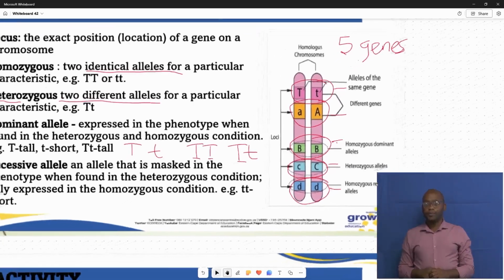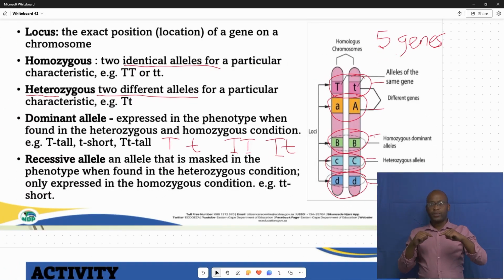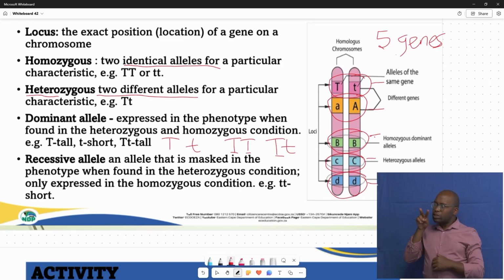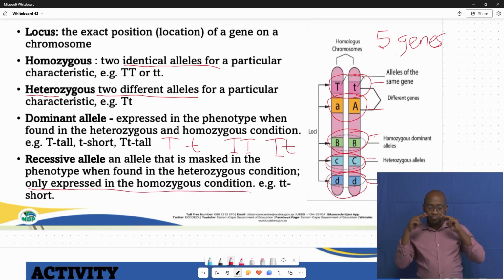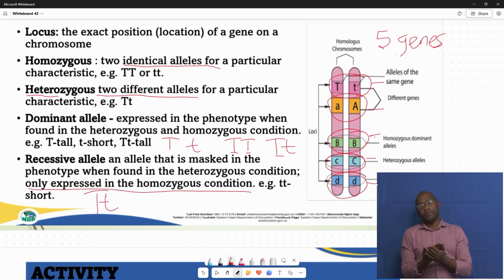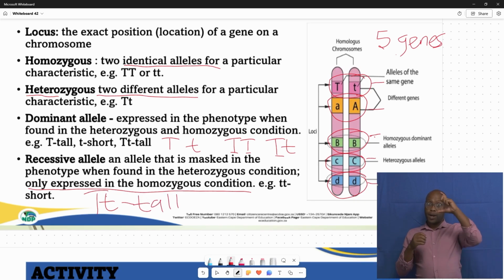Now, we go to the recessive allele. The recessive allele is one that is masked in the phenotype when it is found in the heterozygous condition. So it is only expressed when it is in the homozygous condition. From the example above, if you have 1 allele for tallness and 1 allele for shortness, this individual will be tall. Why? It is because the recessive allele is masked by the presence of the dominant allele in the heterozygous condition.